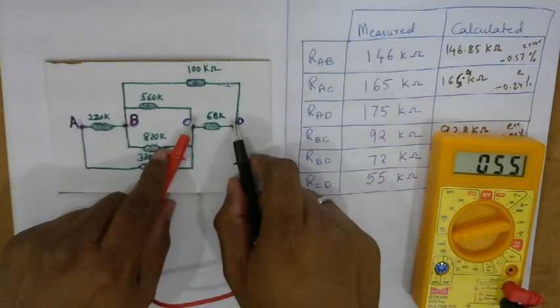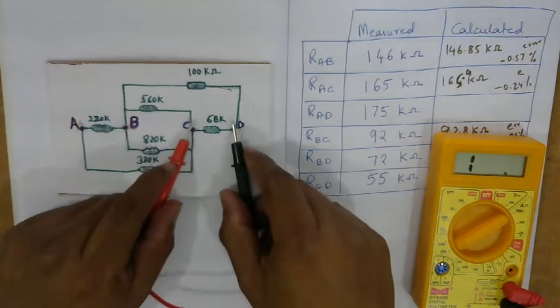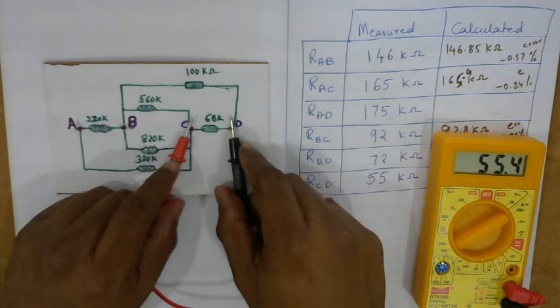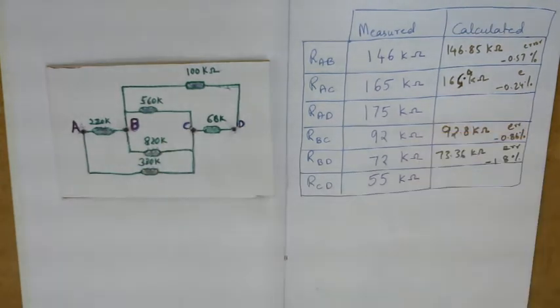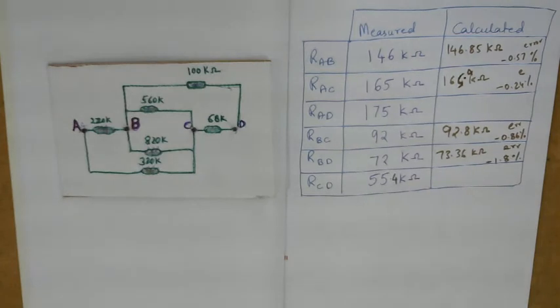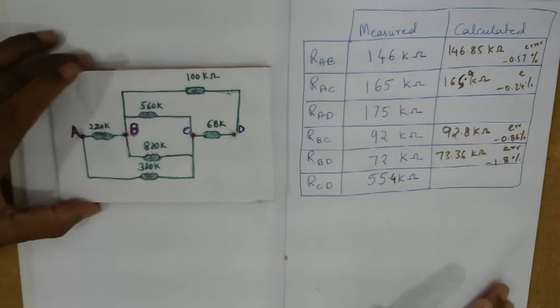So here I'm getting 55 kilo ohms. So let's reduce the range and then see with a little bit more decimal points also. Okay, somewhere between 3 and 4. So let's go with 55.4. Okay. So this is the measured value, 55.4. Now what is the calculated value? So let's come to the calculation part.